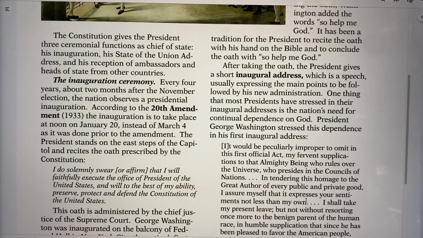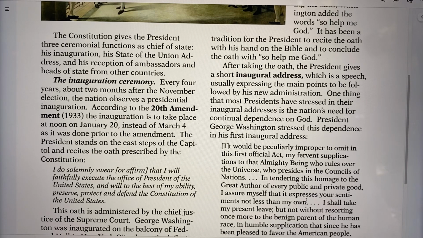So what about this inauguration ceremony? Well, the inauguration ceremony happens every 4 years, because every 4 years we vote for president, don't we? So 2 months after our vote in November, in January, and it's set forth by the 20th Amendment in 1933, which said that the inauguration would be at noon on January 20th instead of March 1st.